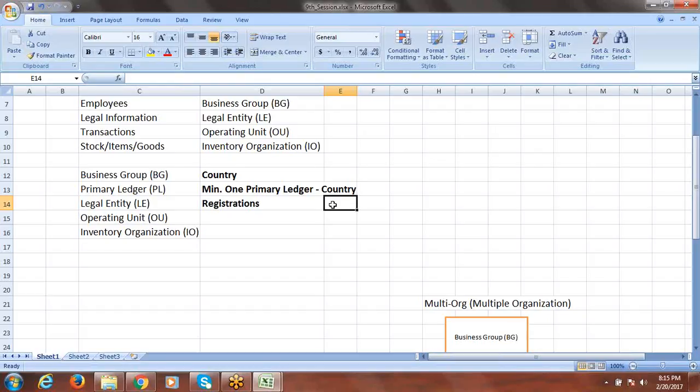If the client is running the business in 10 countries, minimum 10 will be there. Minimum for each country, definitely every client should have one registration. More than one, that depends.